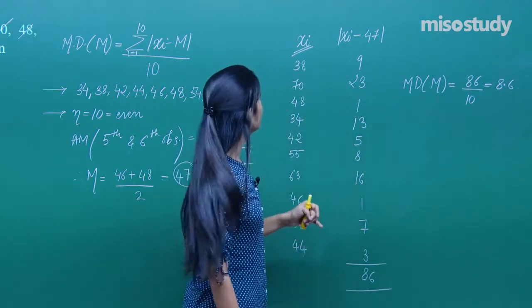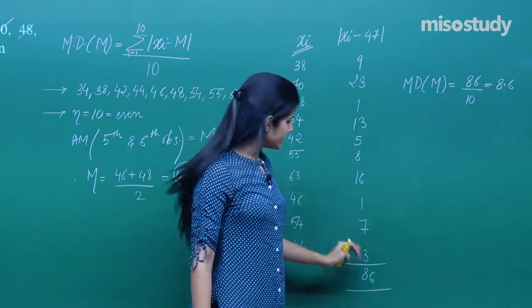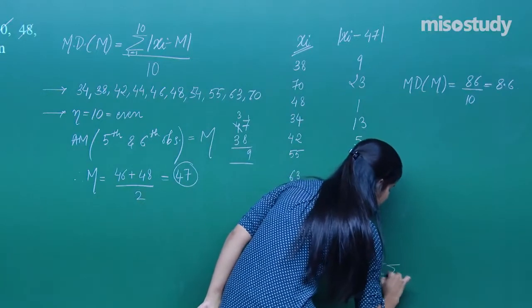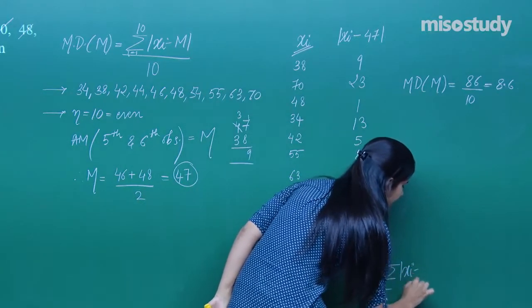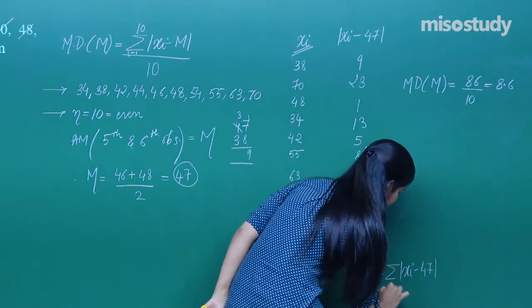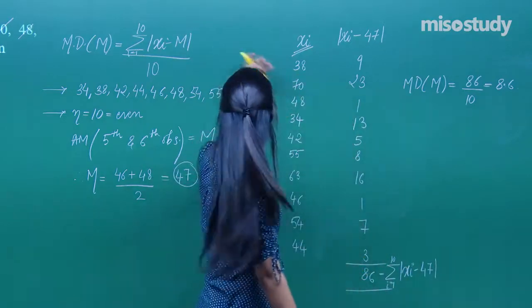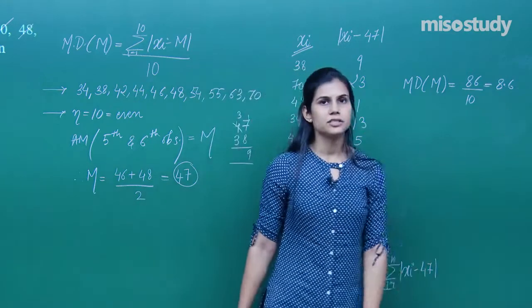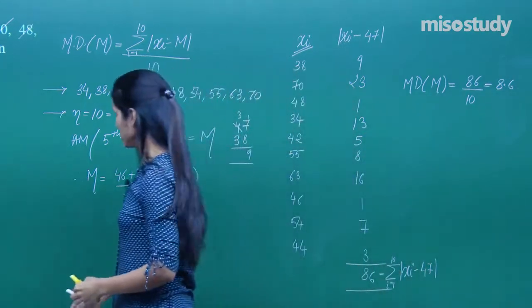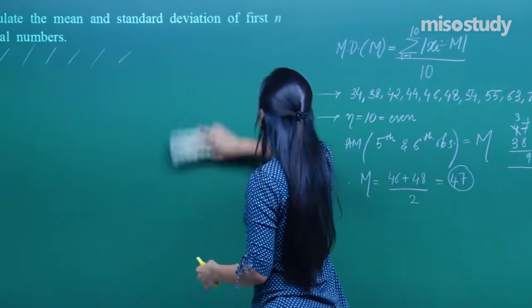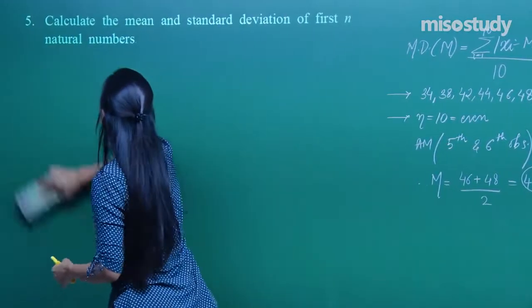Is it clear? Once you've evaluated, the sum comes out to be 86. This is nothing but representing summation mod of xi minus the median. And if the numerator is 86, denominator is 10, your answer is 8.6. Is it clear? Next we have: calculate the mean and standard deviation of first n natural numbers.